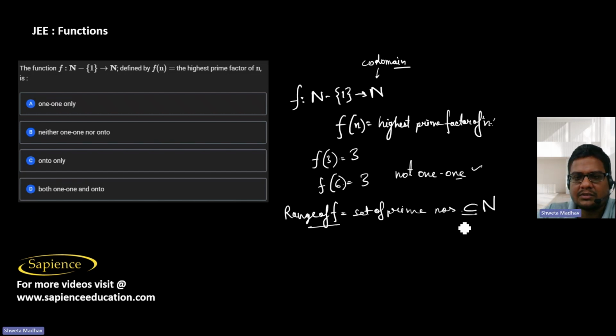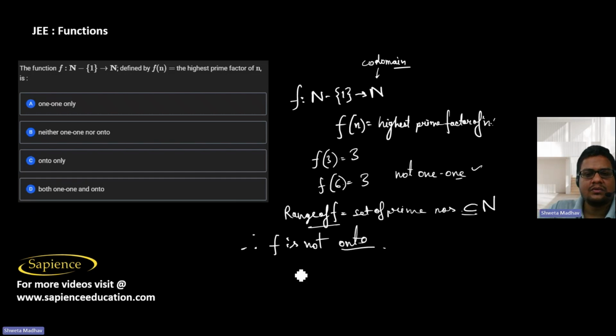So it means the range is a subset of the codomain. Therefore, f is not onto. So the function f is neither 1-1 nor onto. So option B is the correct answer.